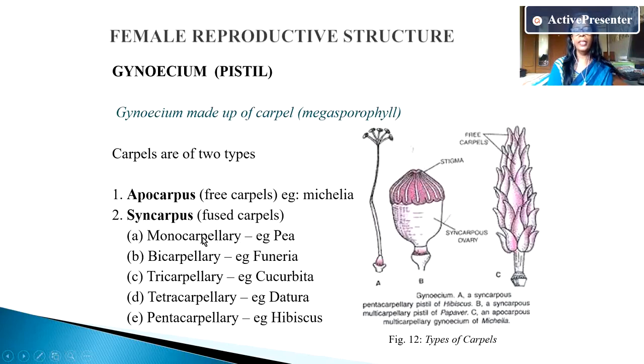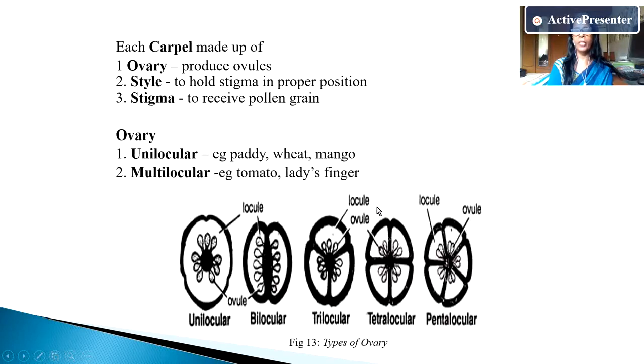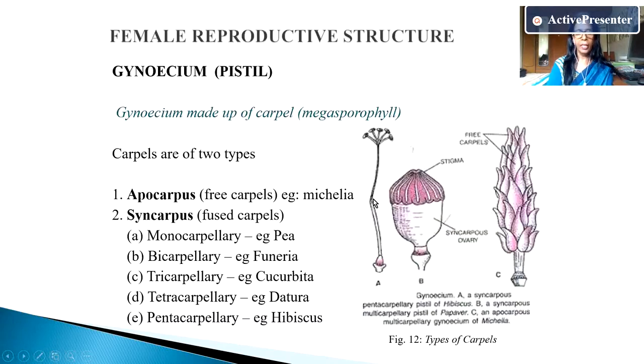And here syncarpous means fused carpels. Carpels are fused either in the style region or in the ovary region. But here you can see the free carpels at the stigmatic region. See, 5 stigmas are free and they are united in the style region, and in the ovary, if you take the section, you can see the 5 chambers. So this is the example of hibiscus, that is pentacarpellary syncarpous gynoecium, that is united carpels.